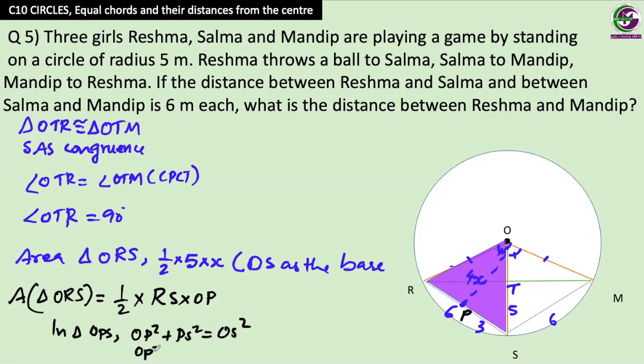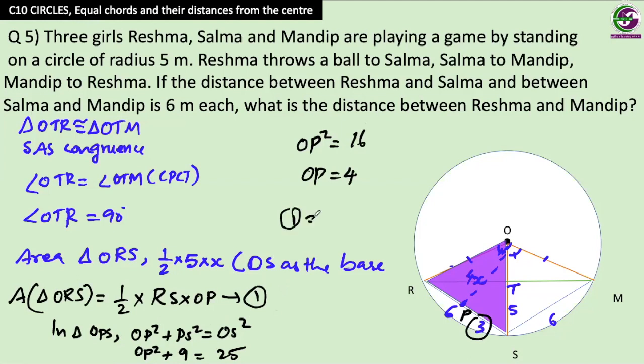OP square is missing. PS is half of 6, which is 3 meters. So 3 square plus OP square is equal to 25. Or we find the answer, OP square is equal to 25 minus 9, which is 16. OP is equal to 4. So equation 1 will give us half of RS, which is 6 meters, times OP, which is 4 meters. So the area will be equal to 3 times 4, 12 meters square. So area of this triangle is 12 meters square.